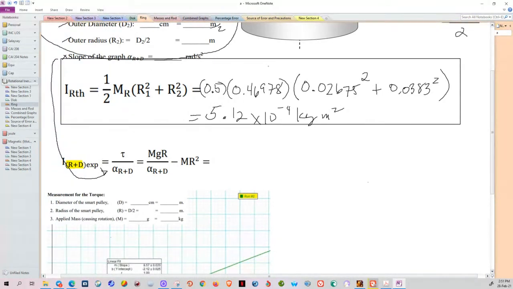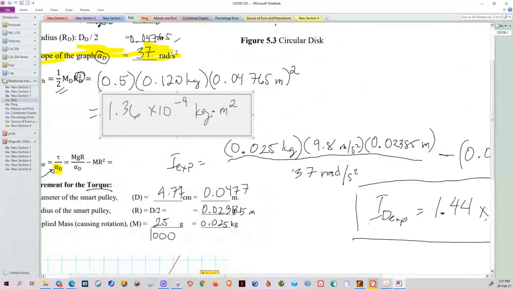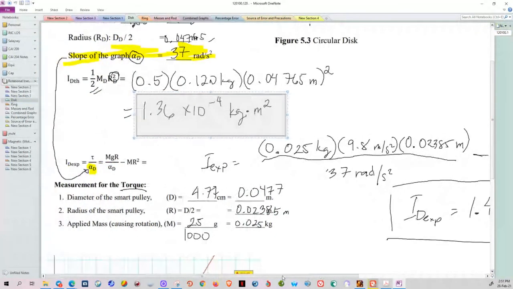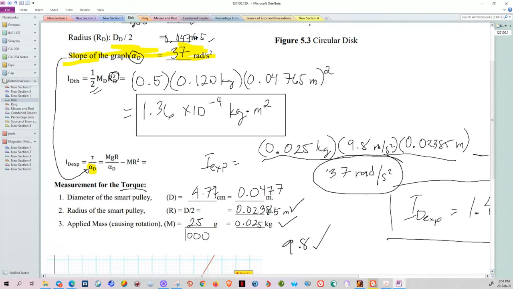Which mass are we talking about? Applied mass, 25 gram. Which g? Gravity. Which radius? Radius of the pulley. The same number that we use for the disc. What numbers did we use for the disc? This one. This is the radius of the pulley, and this is the applied mass. And gravity is, of course, 9.8. Clear? The only value we will replace in the equation is the slope, alpha.